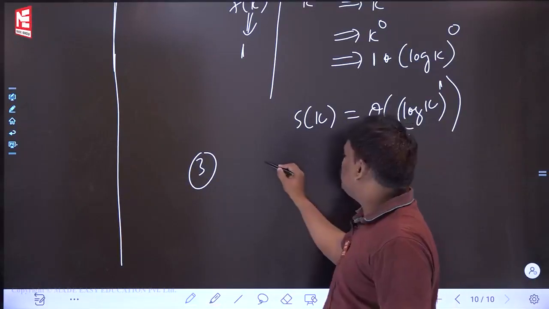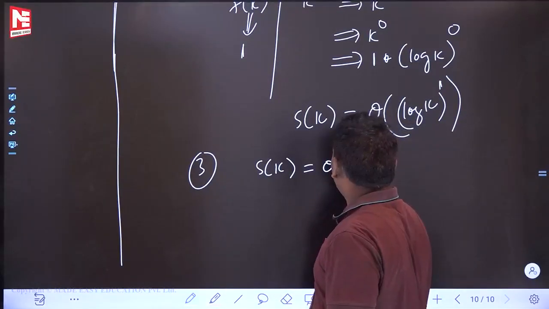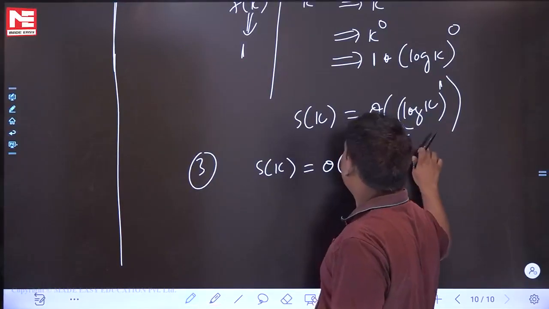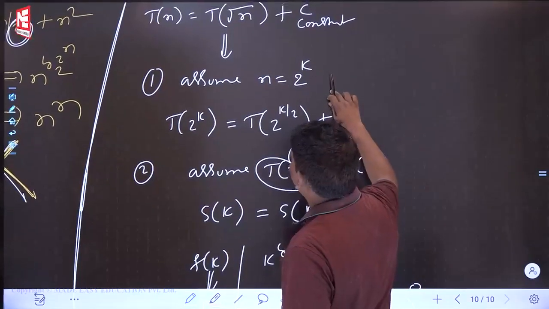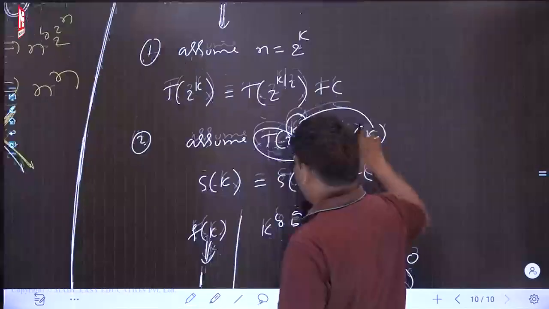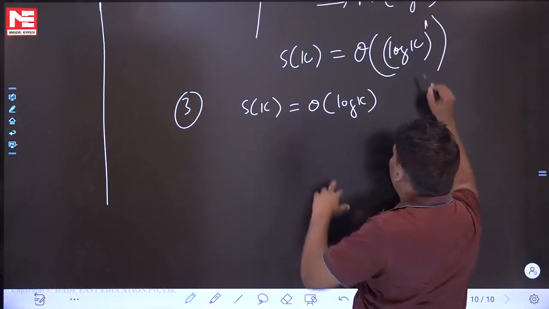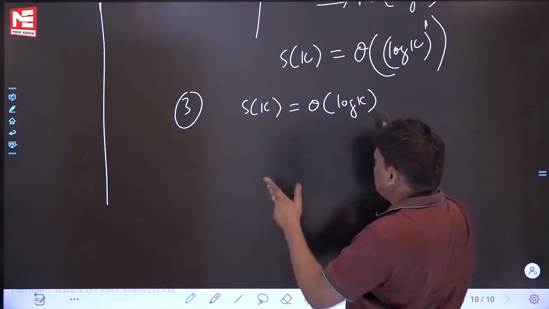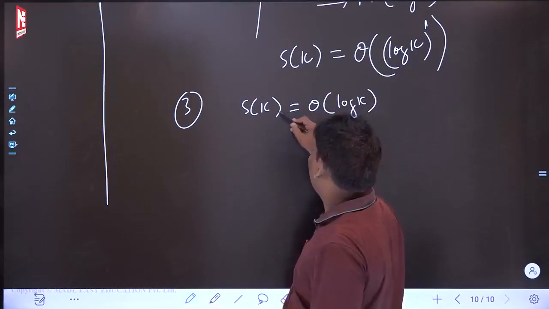See the third step now. S of k is equal to theta of log k. That's okay. Now you only say, right? N is equal to 2 power k. So assume, see this one, S of k is equal to theta of log k, right? The second step is over. This is the answer. See the third step. S of k is equal to theta of log k. That is the current thing available. Can you help me now?